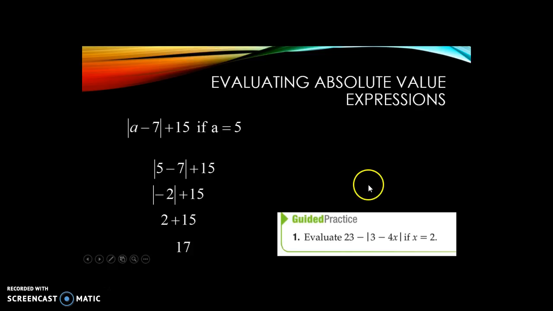So what I'd like you to do is pause the video and give this one a shot. Remember, you're going to substitute 2 in for x, clean this up, and then 23 minus whatever that value ends up being. It obviously is going to be a negative number. 3 minus 4 times 2 is going to be negative, so you'll have to apply the absolute value. So pause this video and give this problem a shot.